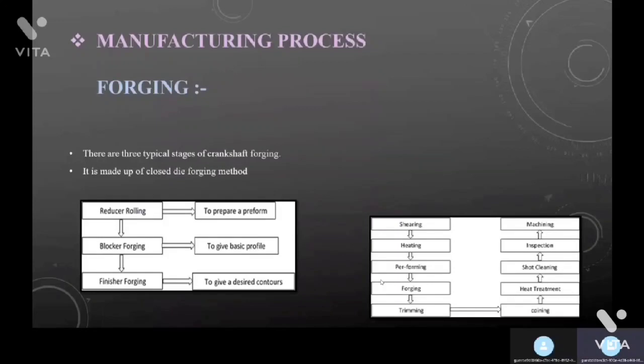Manufacturing process of crankshaft. The first one is forging. There are three typical stages of crankshaft forging. It is made by the closed die forging method.